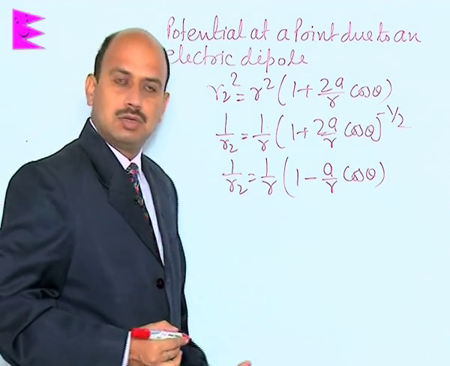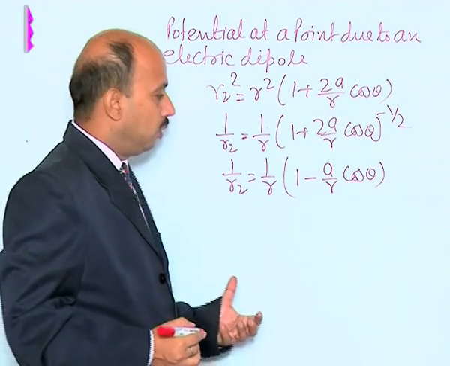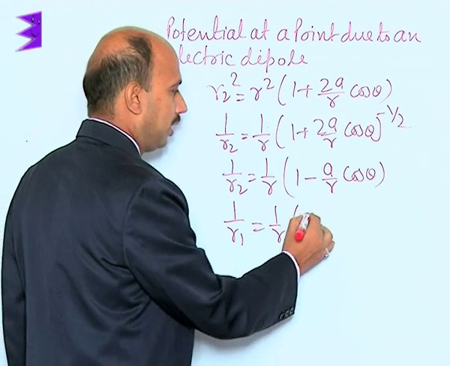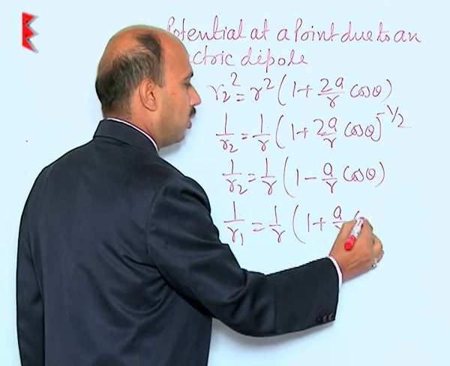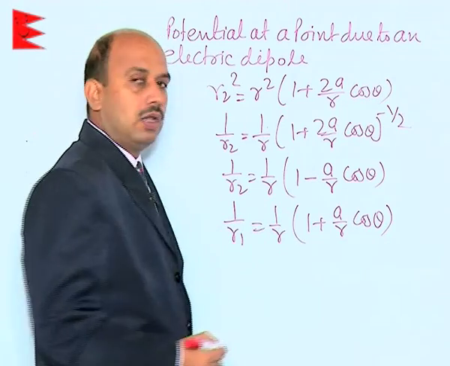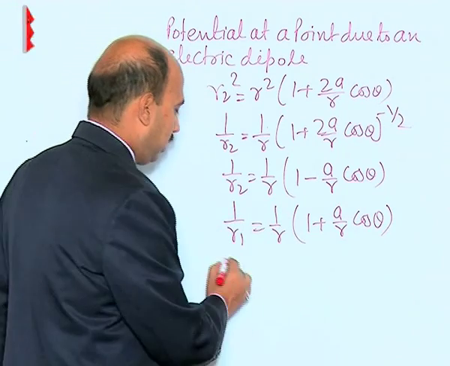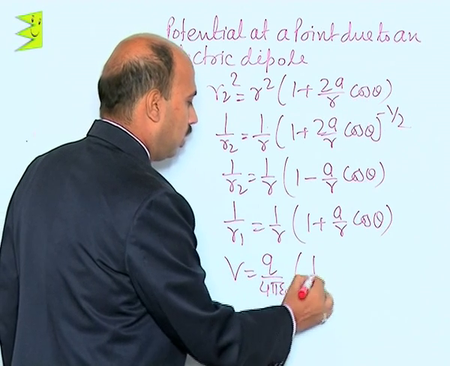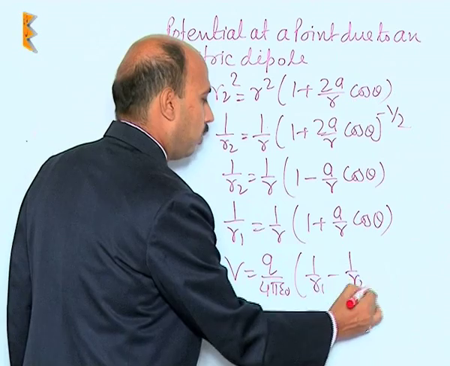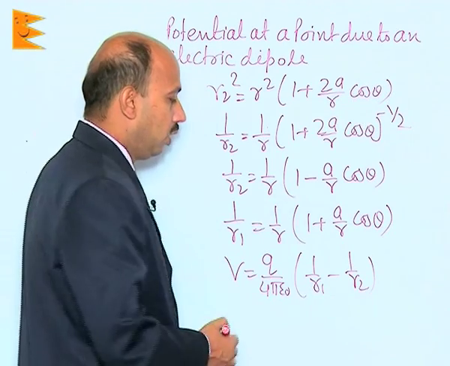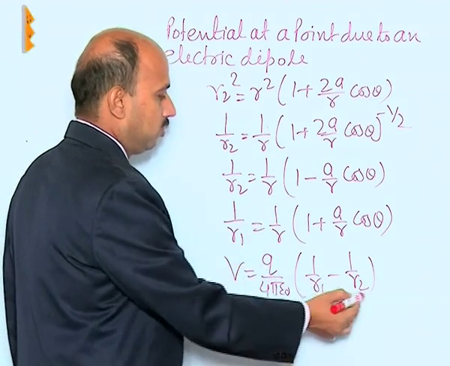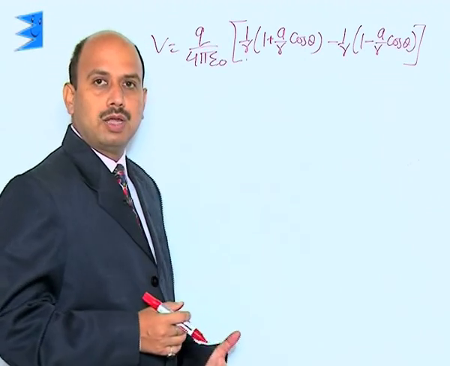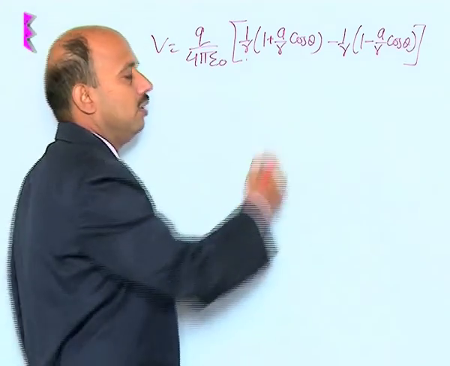By the same method, using the triangle drawn, we can also calculate 1 upon r1 is equal to 1 upon r into 1 plus a upon r cos theta. Now, these two values we have to put in the equation V is equal to q upon 4 pi epsilon naught into 1 upon r1 minus 1 upon r2. So, by putting the values of 1 upon r1 and 1 upon r2, we get this relation here.